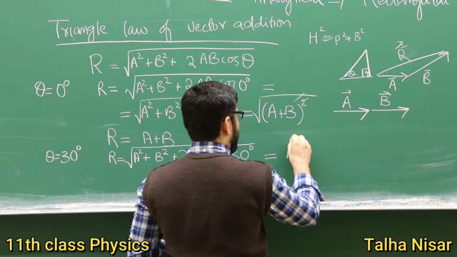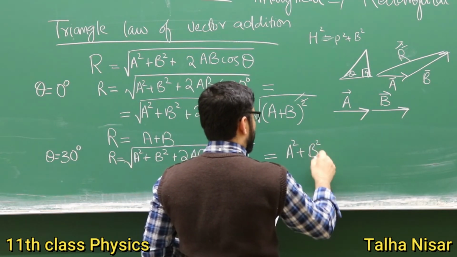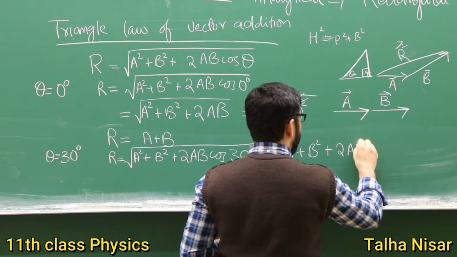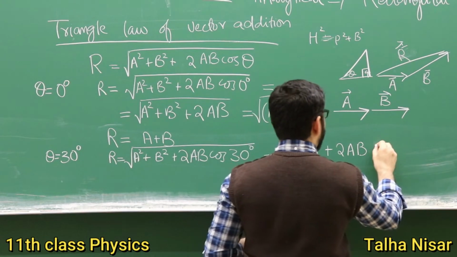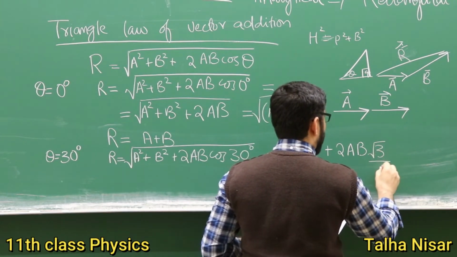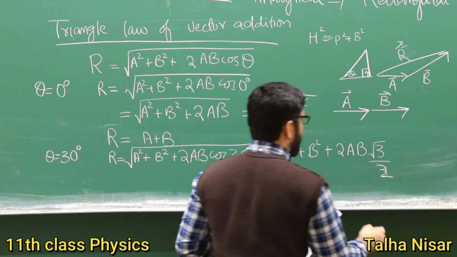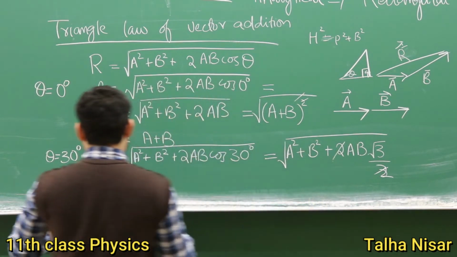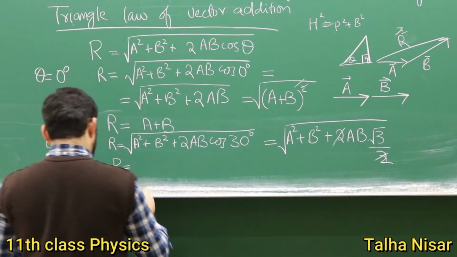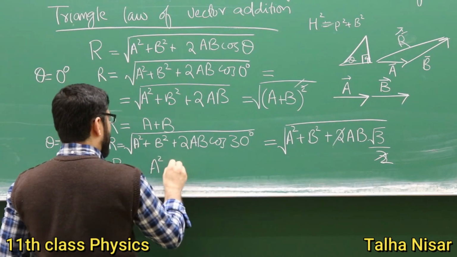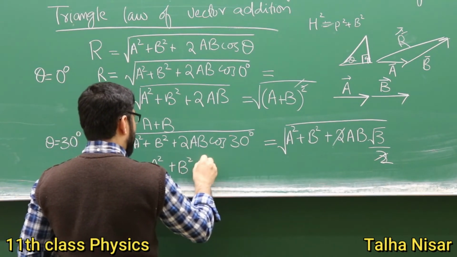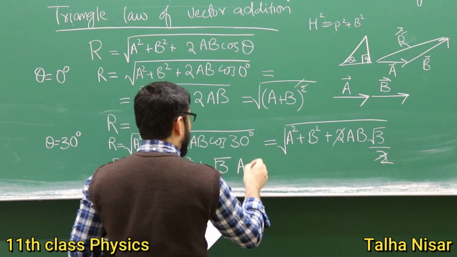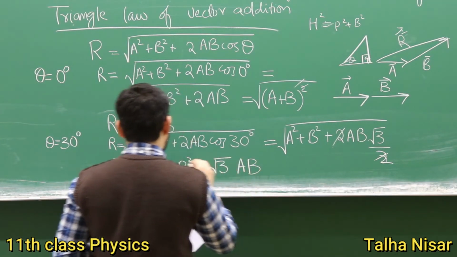So the answer is the square root of a squared plus b squared plus 2ab, and the cos of 30 is root 3 by 2. So these two cancel. So the resultant that we get is the square root of a squared plus b squared plus root 3 ab.